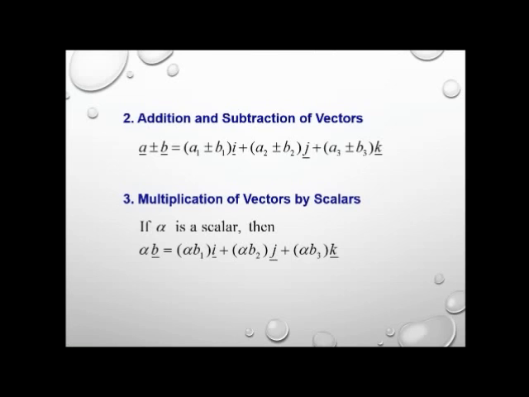So first of all, we'll start with the multiplication of a vector by a scalar. If alpha is a scalar, then alpha AB will be alpha AB1 into i cap plus alpha AB2 into j cap plus alpha AB3 into k cap. So what happens in the multiplication of a vector by a scalar is that the scalar is individually multiplied with the components of that vector, and hence we get the multiplied product.